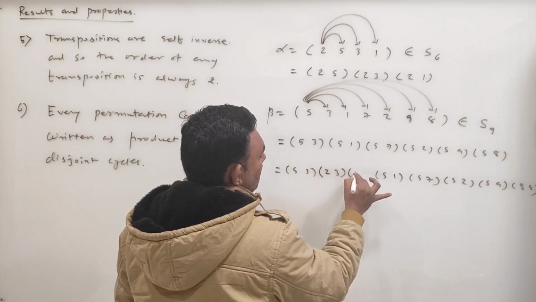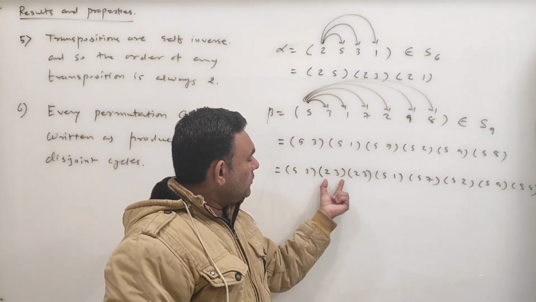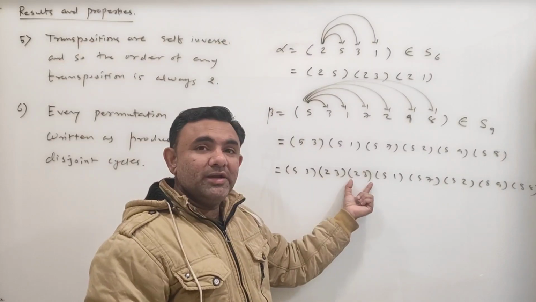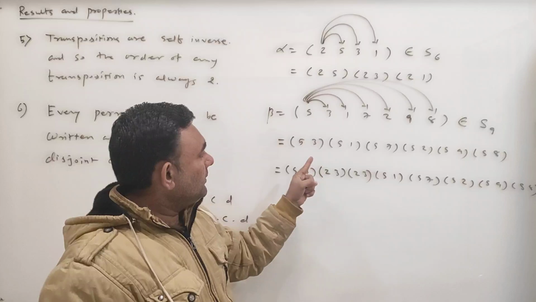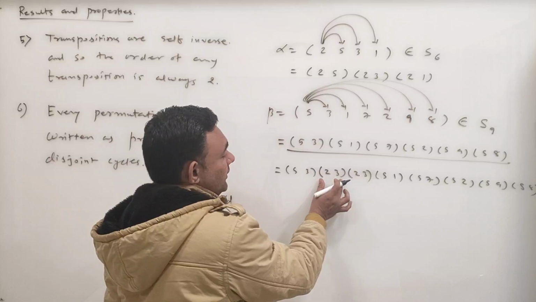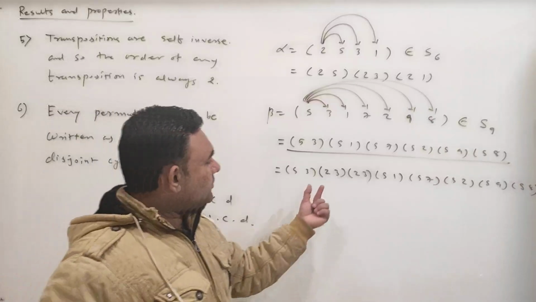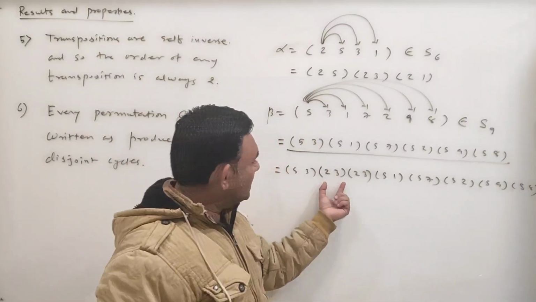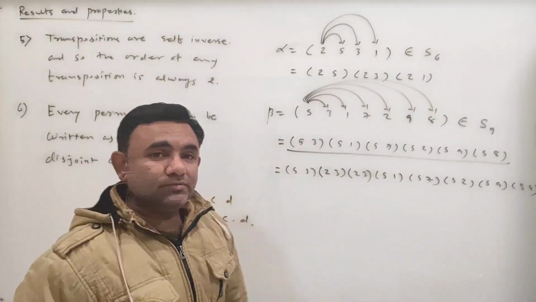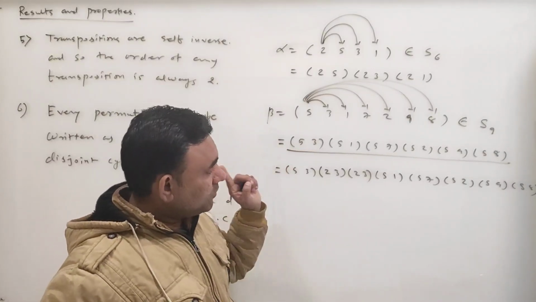(2 3)(2 3). So 2 3 is a transposition, so it is self inverse. So (2 3) into (2 3) is what, it is identity. So again, see, this format does not contain this transposition (2 3), but this product contains the transposition (2 3), and again it is a product of transposition. So these are two different forms, but they are product of transposition.